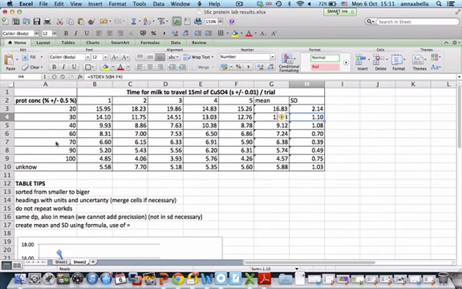So we have paid attention. We've sorted from smaller to bigger. We put headings with units and uncertainties. We merge the cells if necessary. We do not repeat words. We use the same decimal places, and for the mean, we also keep the same decimal places. If when I do the formula it gets to more than 2, I have to change it here. Otherwise, I am going to be creating more precision. I only had 2 decimal places, so I keep 2 decimal places. Do not repeat words. Don't put trial 1, trial 2, trial 3, trial 4.